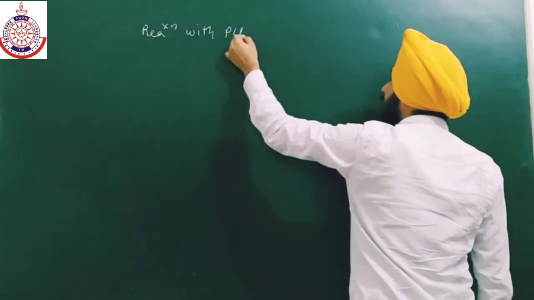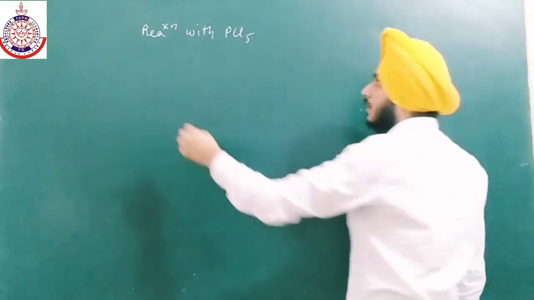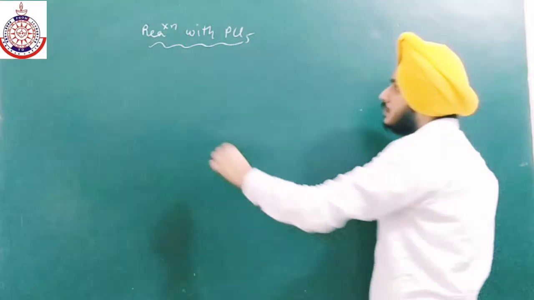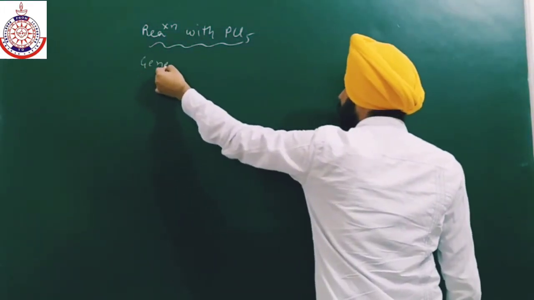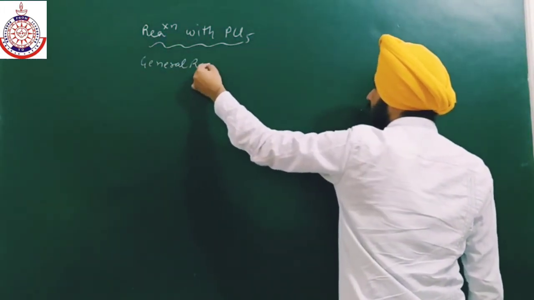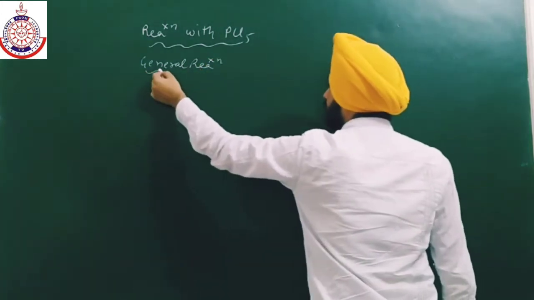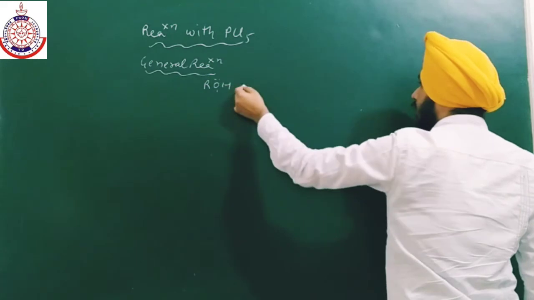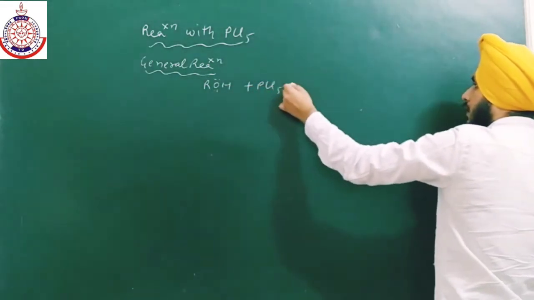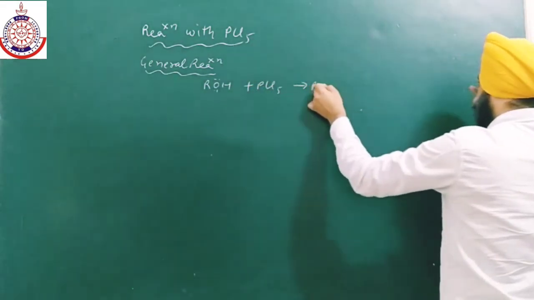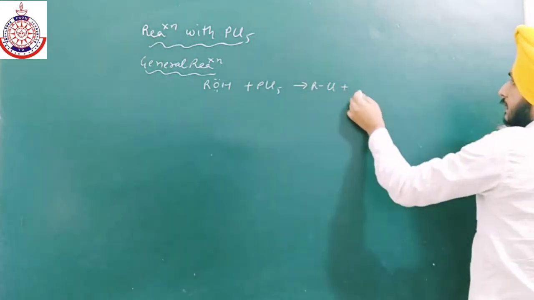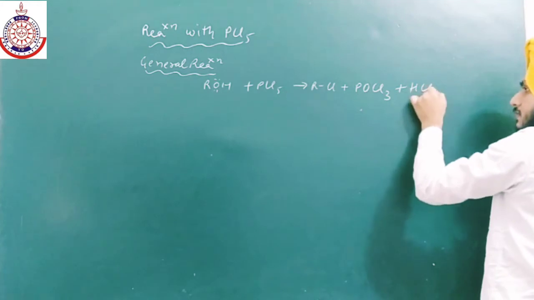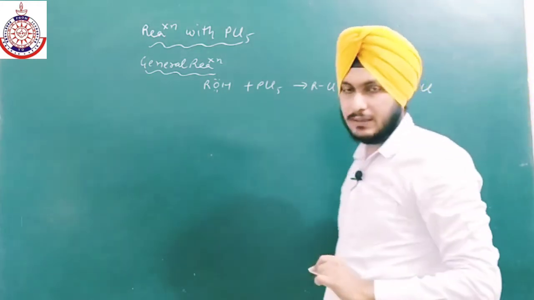Now PCl5 is also an electrophile. We all know that due to the presence of vacant d orbital. So now the general reaction is ROH, the alcohol, plus PCl5, and we get RCl plus POCl3 plus HCl. So this is the general reaction. And now what is the mechanism?